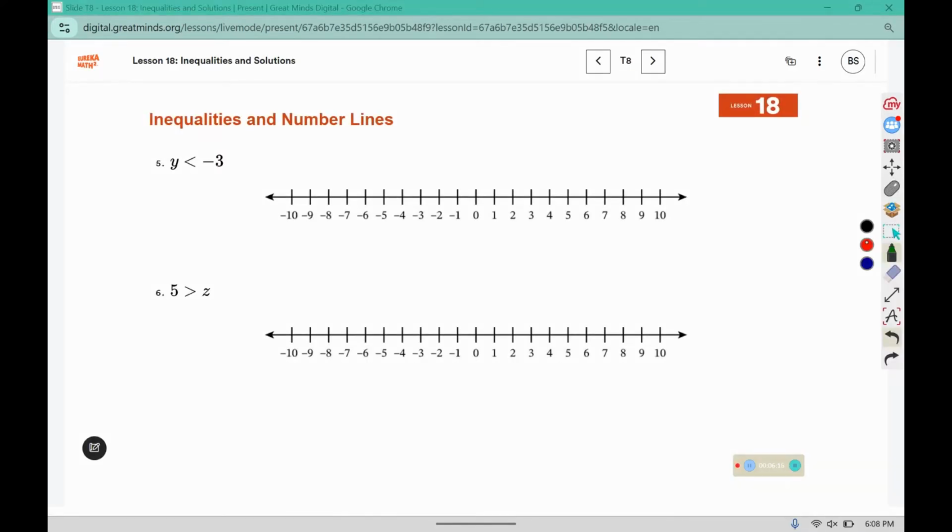This one says y is less than -3. So we can't get to -3, so we put our open circle on -3. If y is less than -3, we need to point to the numbers that are less than -3. All the numbers that are less are to the left.